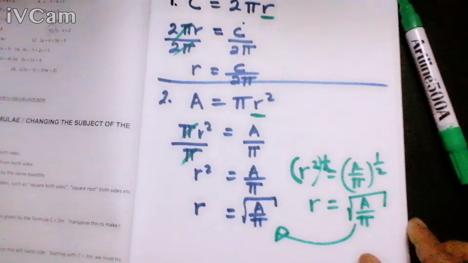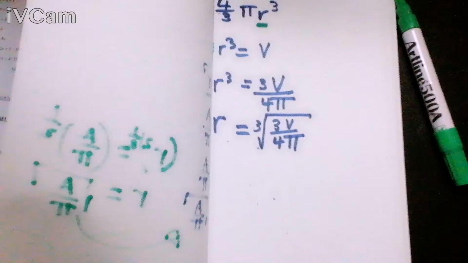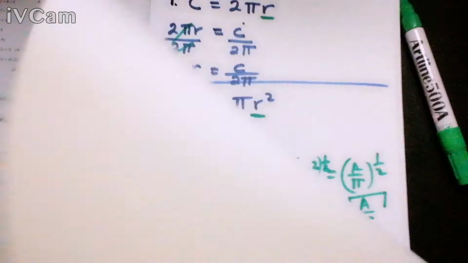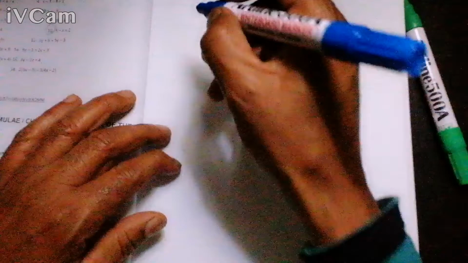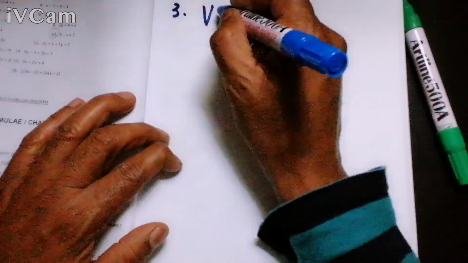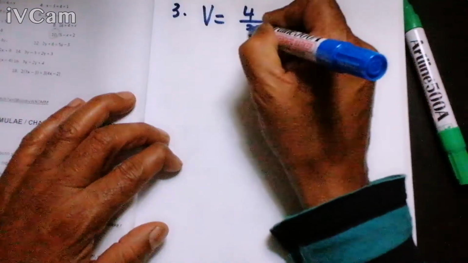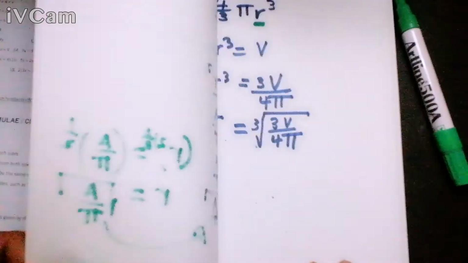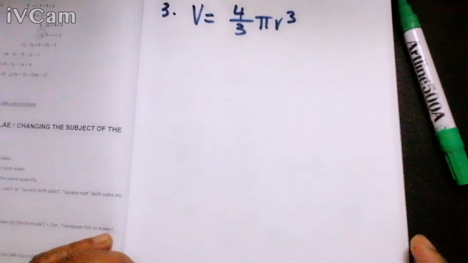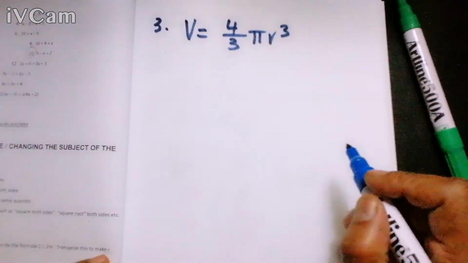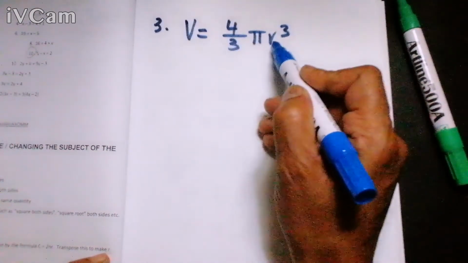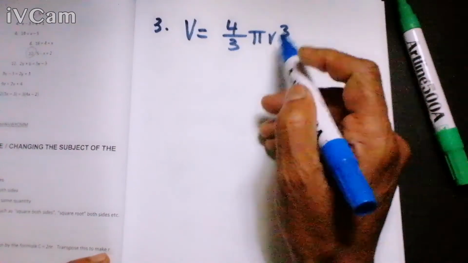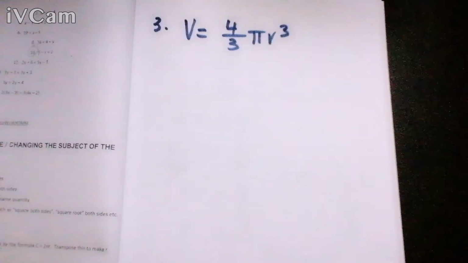Let's look at another one. Number 3, volume is equal to 4 over 3 pi r cubed. Now that there is the formula for the volume of a sphere, like a ball. So the volume is given by 4 over 3 pi r cubed, the radius cubed. Again, I want to make r the subject of the formula.